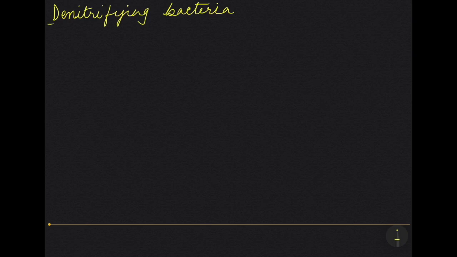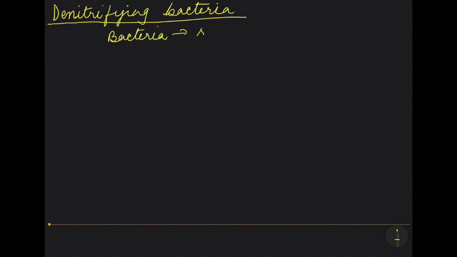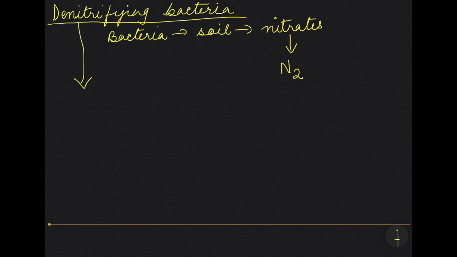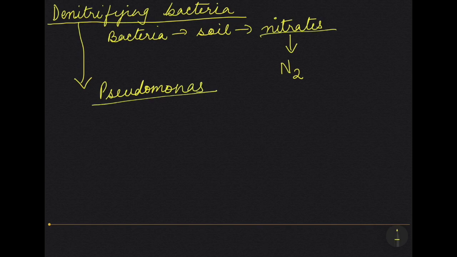Now next is denitrifying bacteria. Now when we talk about denitrifying bacteria, we are talking about bacteria which is present in the soil. And what does it do? It breaks down the soil nitrates, that is the nitrates present in the soil, and changes them back into nitrogen gas, which re-enters the atmosphere from where it came. So an example of a denitrifying bacteria is Pseudomonas. What does Pseudomonas do? It breaks down the nitrates into nitrogen.